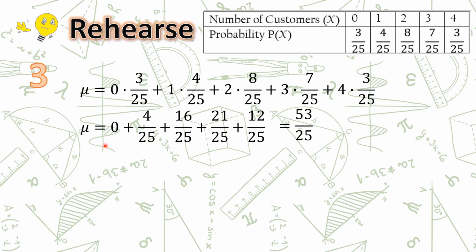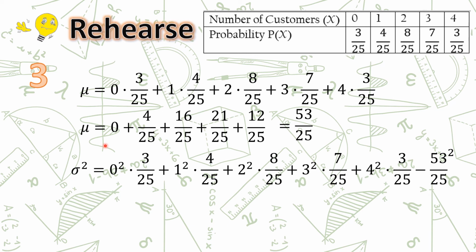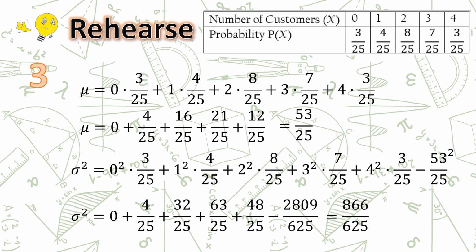Then for the variance, we will have 0 squared times 3 over 25 plus 1 squared times 4 over 25 plus 2 squared times 8 over 25 plus 3 squared times 7 over 25 plus 4 squared times 3 over 25 minus the square of the mean, 53 over 25 squared. And evaluating that, we will get the variance as 866 over 625. So the standard deviation is the square root of this. That will be the square root of 866 over 25. And in decimal form, that is 1.18.